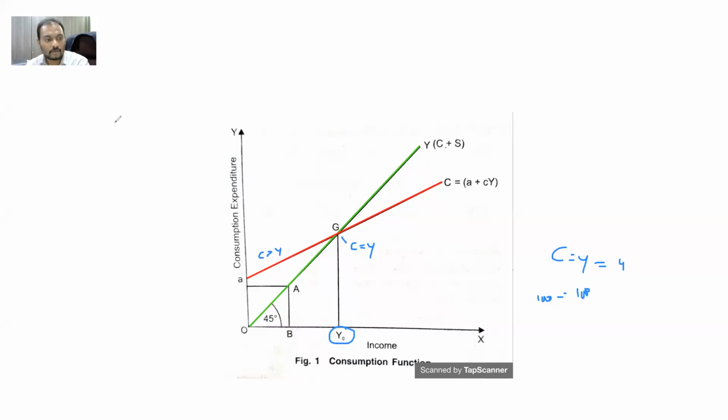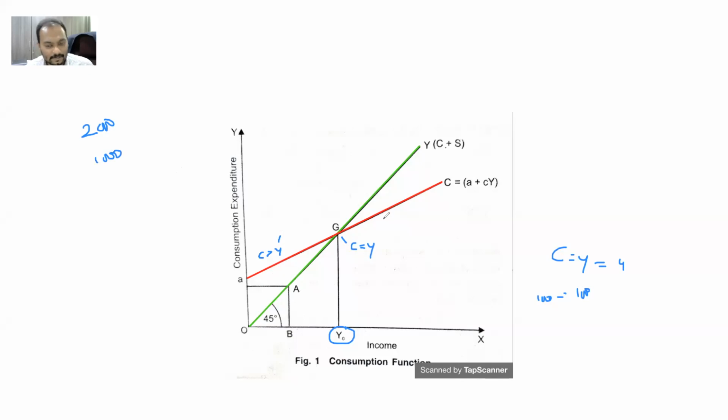That means your consumption is 2000 and your income is only 1000. So consumption is more than your income. It's called dis-saving. That means your saving is negative. You are spending more money than your income. Your saving is negative.